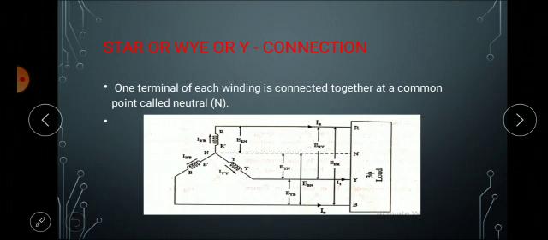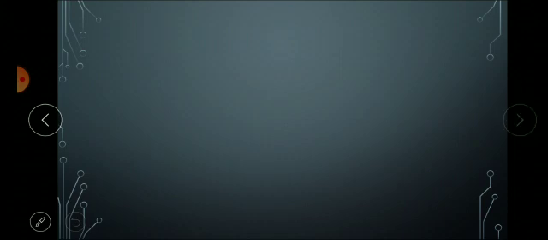Next one is the star or Y connection. The terminals R dash, Y dash, B dash are connected together to form the star point, which we call the neutral. The lines R, Y and B are connected to the load. If the neutral is connected to the neutral of the load, it becomes a three-phase 4-wire system. Otherwise, it is a three-phase 3-wire system.